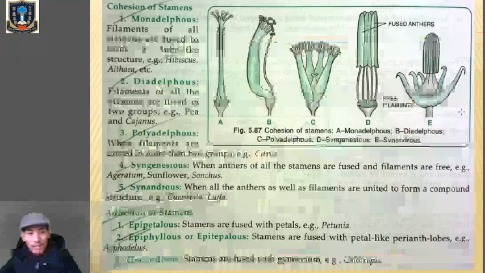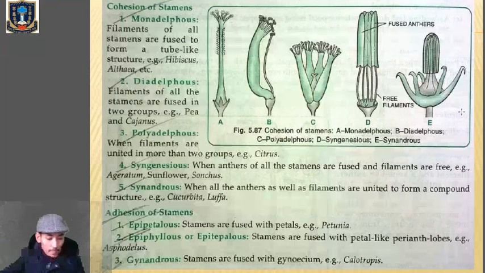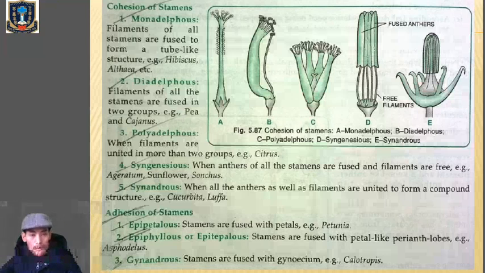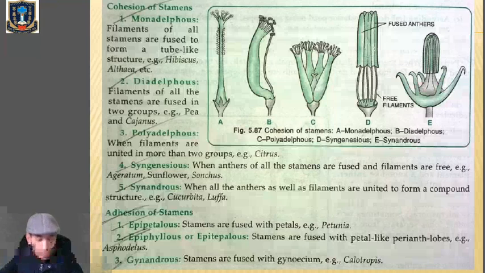All right, okay. Now next one is the cohesion of anther. Now what do you know about cohesion of anther? So let's see what are different types. First of all, we'll talk about the monadelphous, because it's very important. It's in the syllabus, so you have to remember what monadelphous and diadelphous mean. So first let's talk about monadelphous cohesion of stamens.